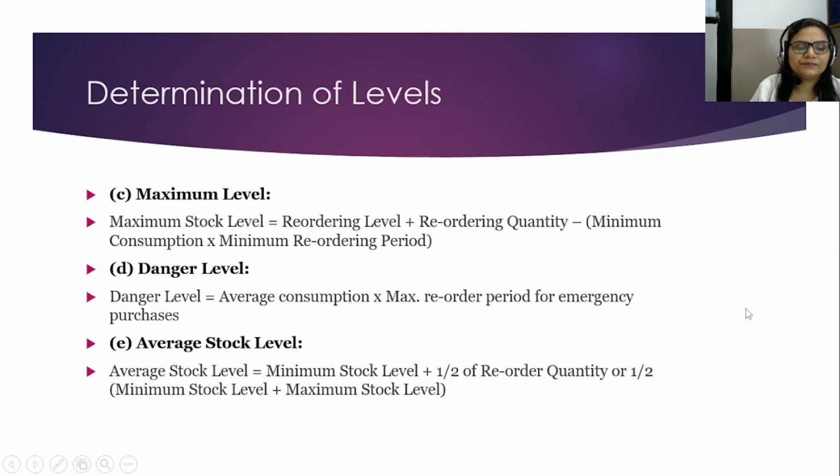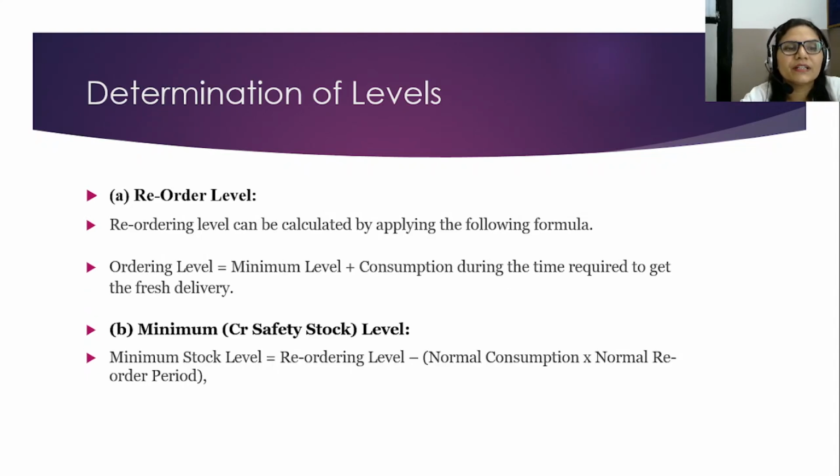Next is average stock level. Average stock level is equal to minimum stock level plus half of reorder quantity, or half of minimum stock level plus maximum stock level. So these are the different levels we have studied. Again, let us brief about them: reorder level, minimum level, maximum level, danger level and average level.